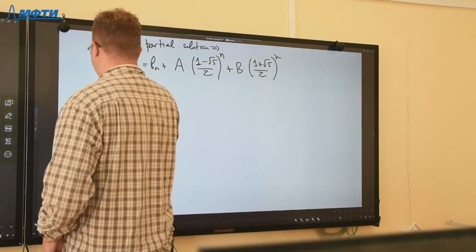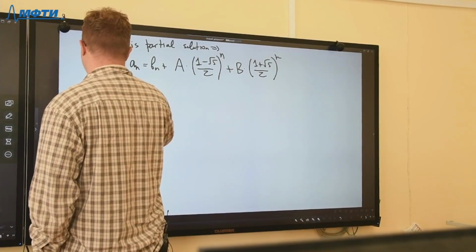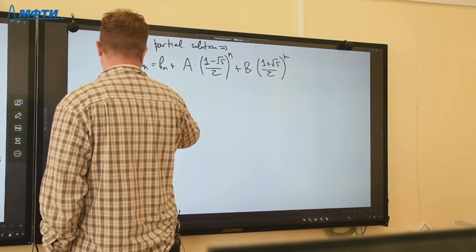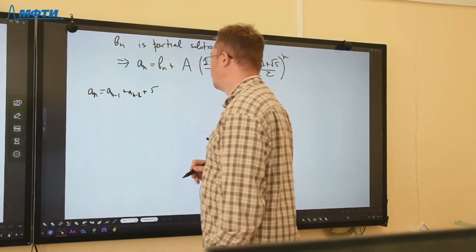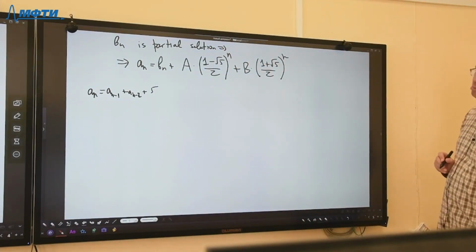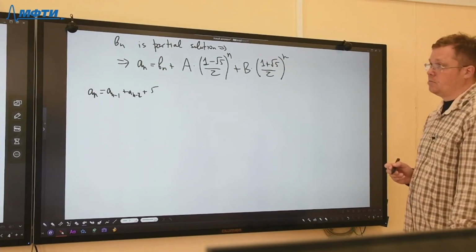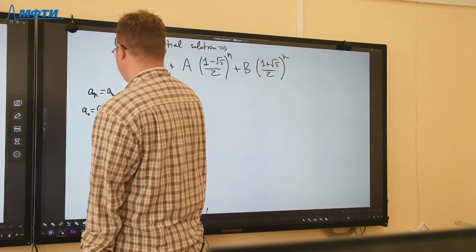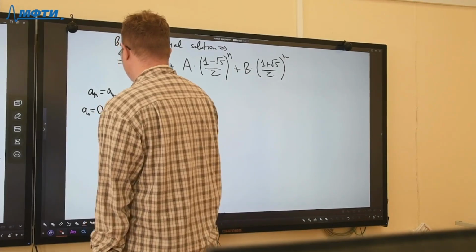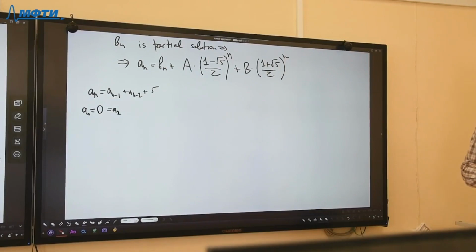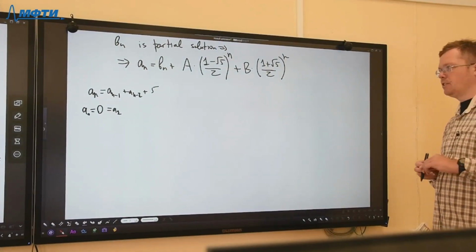So for example, I don't know, can we find some simple type of solution here? For example, take A0 equal to 0 and A1 also 0. Then what should this sequence be? Can we find the formula for the sequence if A0 and A1 are equal to 0?